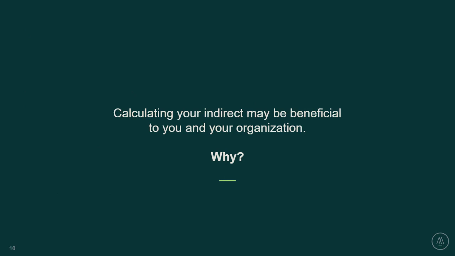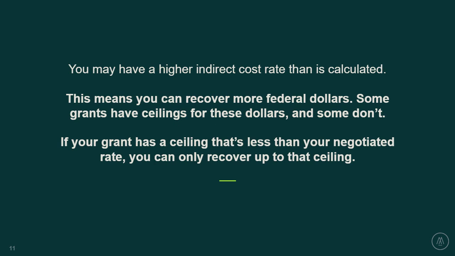And so once you go through and say, okay, we've calculated our indirect rate, why go through the trouble? It's an interesting thing because you could come up with a higher rate than what you had been previously getting from that 10%, which means you may be able to recover more federal dollars at the end of the day. Some grants that we see do have ceilings on them where you can recover up to that ceiling, and then some don't have that ceiling on there, so you can recover more.